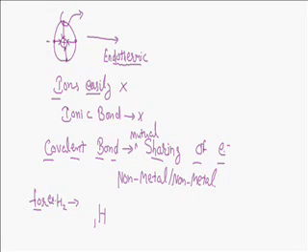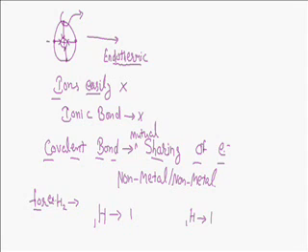Hydrogen has atomic number 1, so the electronic configuration will be 1. Since it has only one valence electron in the outermost shell, it needs one more electron to complete its duplet. Another hydrogen atom has the same condition; it also needs one electron to complete its duplet.